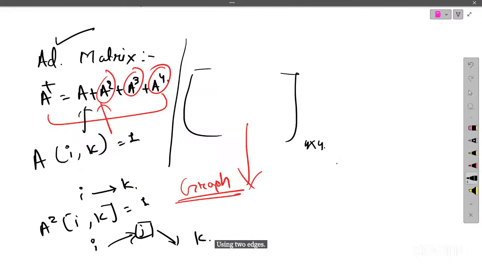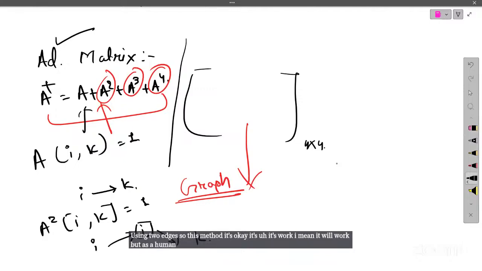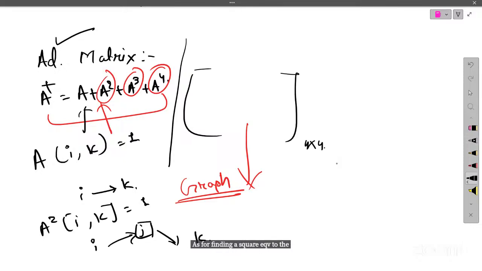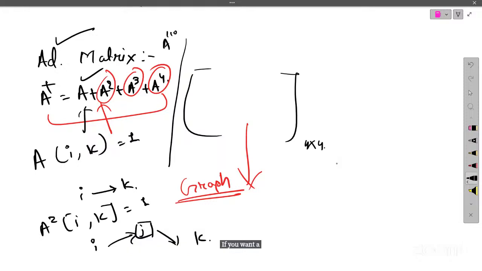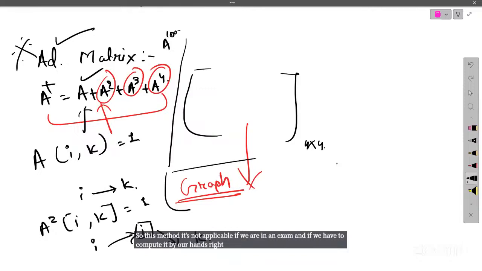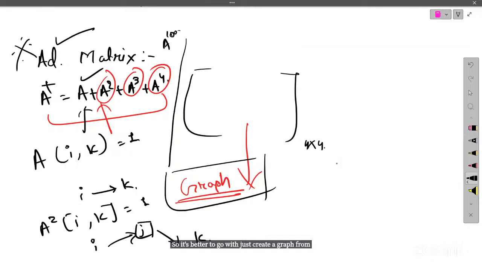So this method will work, but as a human or in the exam, it's a very lengthy method, because finding A squared, A cubed, A to the power 4 is very tough. But in computer programs, if you just give a computer A, then it can calculate its power very fast. If you want A to the power 100, it will give it to you in a second, right? So this method is not applicable in an exam if we have to compute by hand. It's better to just create a graph from that matrix and then answer the question. That will be much easier and more helpful.